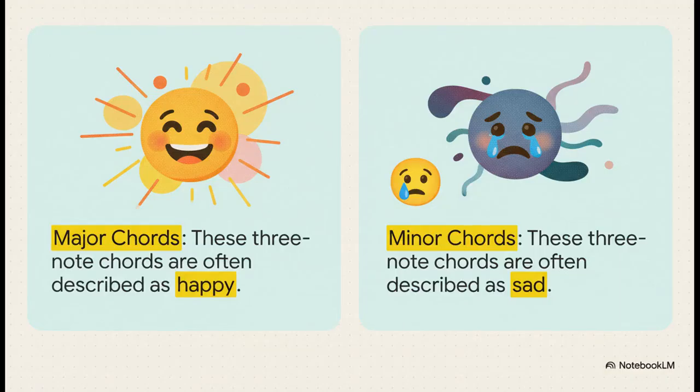And this shows you just how powerful chords are. You basically have 2 main flavors. You've got major chords, which, as you can see, often sound really bright, maybe triumphant or happy. And then you have minor chords, which tend to feel more somber, maybe a little more reflective or even sad. So is our song going to be joyful or is it going to be thoughtful? The chords we choose will decide.